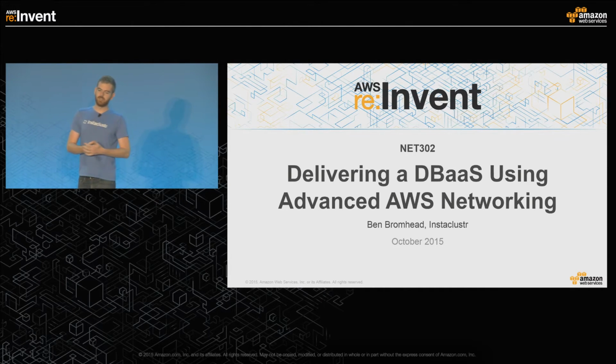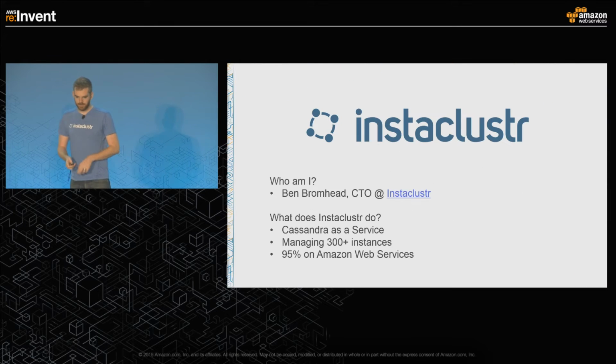So today I'm going to be talking about delivering a database as a service using advanced AWS networking. But really, I'll be taking what we do as a company and generalizing a lot of the lessons that we've learnt, and then hoping that you guys can apply them and take them if you need to deliver your own network services yourselves.